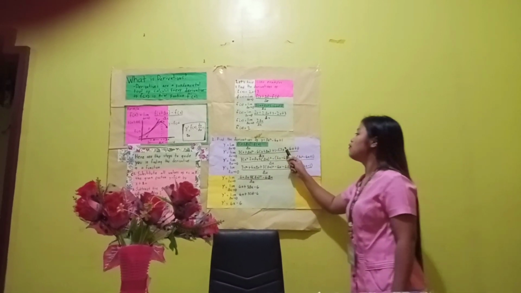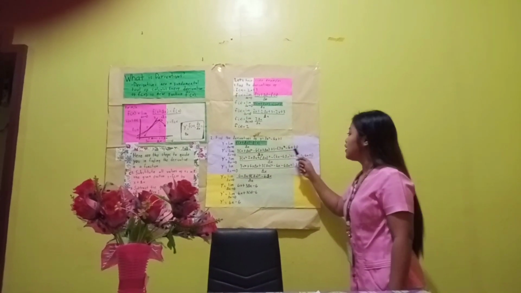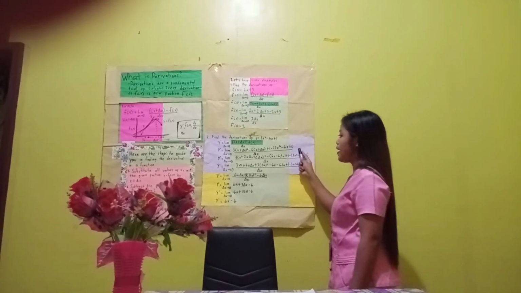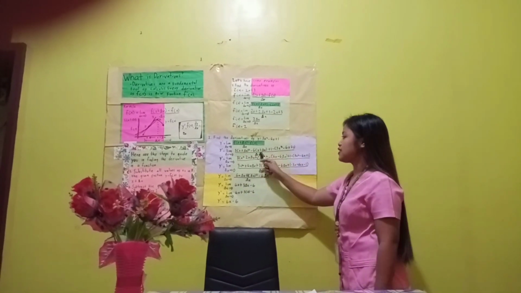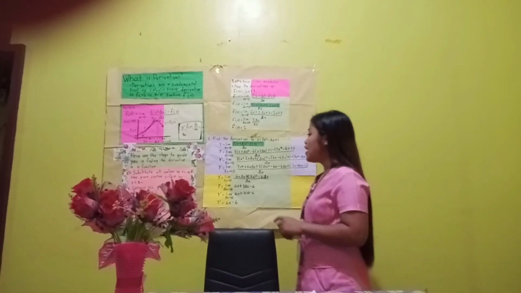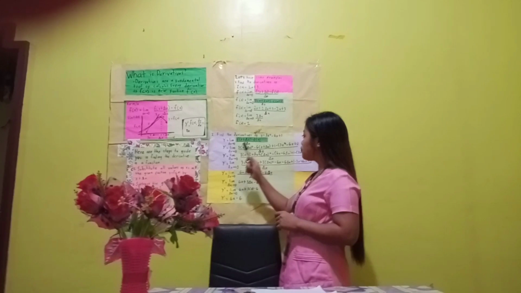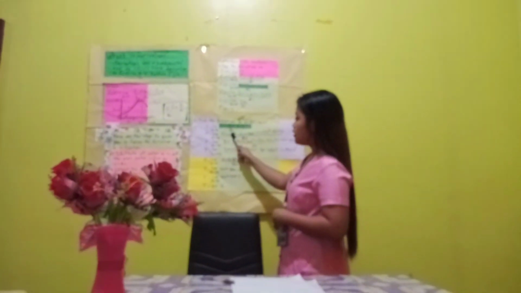Minus 3 of x squared minus 6x plus 1 over x. Next, let's subtract. Let's subtract the first step.